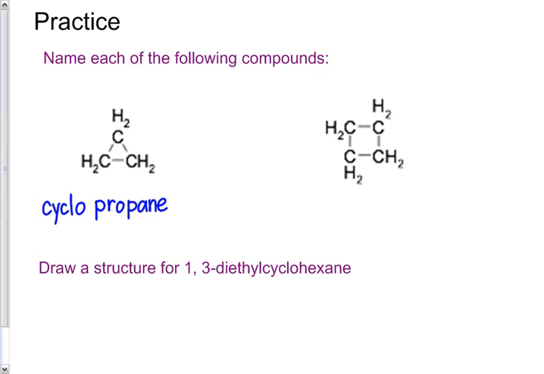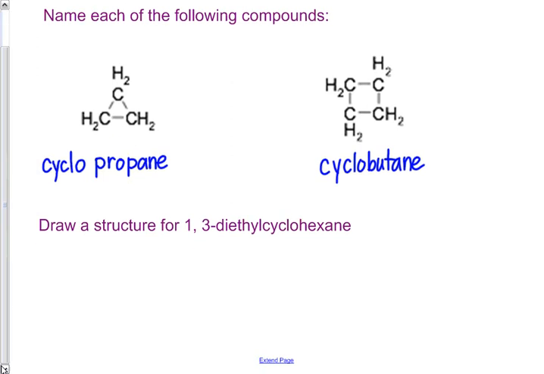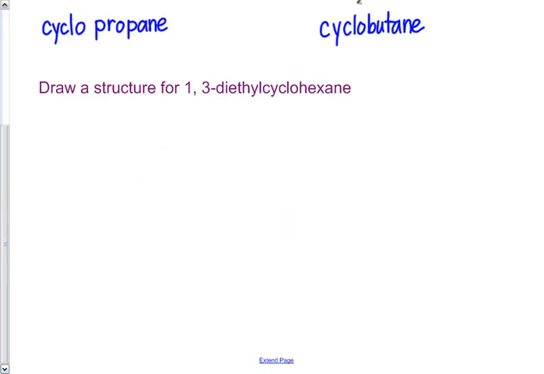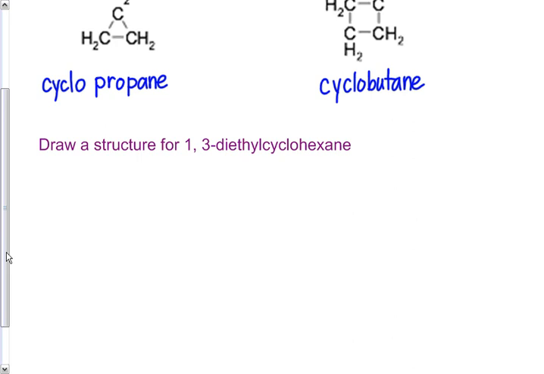You could write that all as one word. This one has 4 carbons, and it's in a ring structure, so we would call this cyclobutane. Now, the next problem says to draw a structure for 1,3-diethylcyclohexane. And so if you were to do this, you would want to start at the back of the name. Hex means 6 carbons. So you would start with 6 carbons, but since they're cyclo, you want to put them in a hexagon, like this.